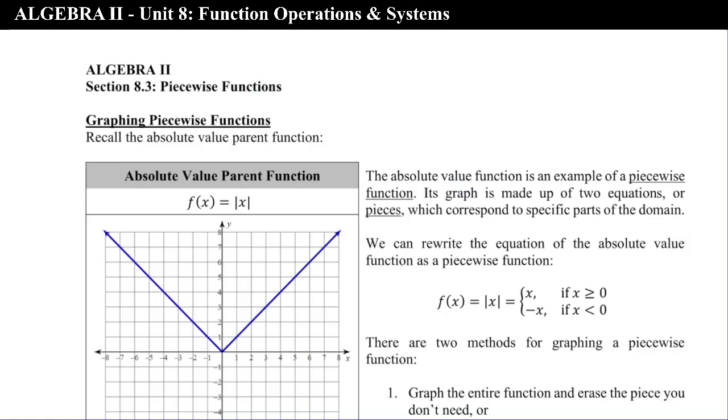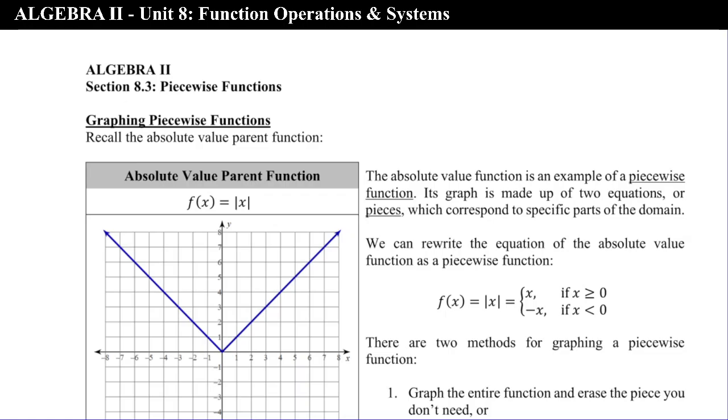Welcome to the Unit 8, Section 3 video on piecewise functions. Throughout this course we have talked about different function types, and you can actually piece together a function using different function types on different intervals along the graph. Remember, when we talk about intervals, we're talking about x values.